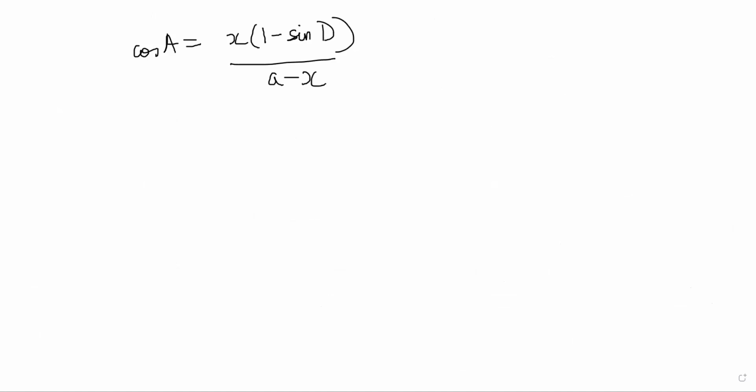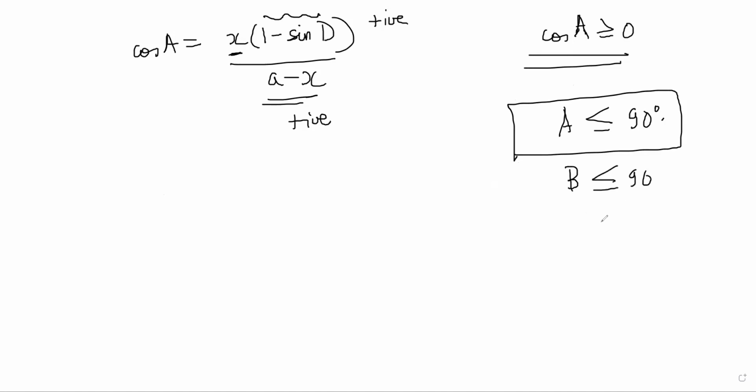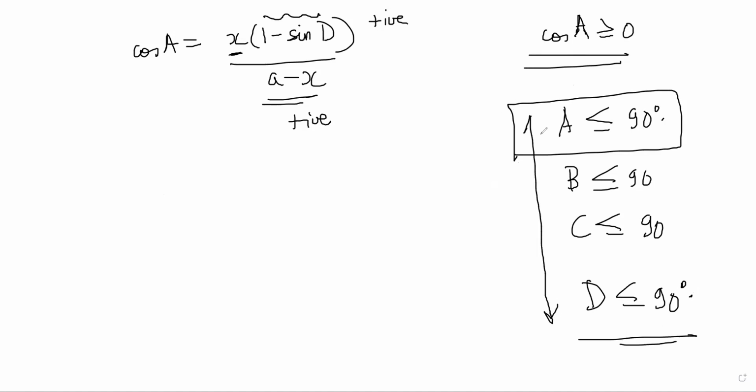You will realize that this part is positive, this is also positive, and x is also positive. So cos A is greater than or equal to 0 is coming, right? If cos A is greater than or equal to 0, angle A is less than or equal to 90 degrees, right? And the analysis here was completely general. You can repeat the same analysis by taking similar triangles and prove that B is less than or equal to 90, C is less than or equal to 90, and D is less than or equal to 90.